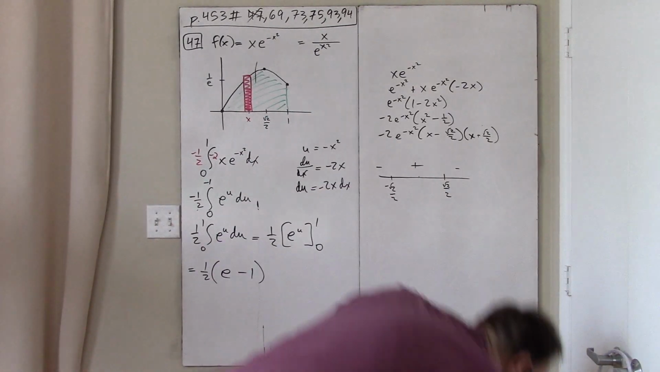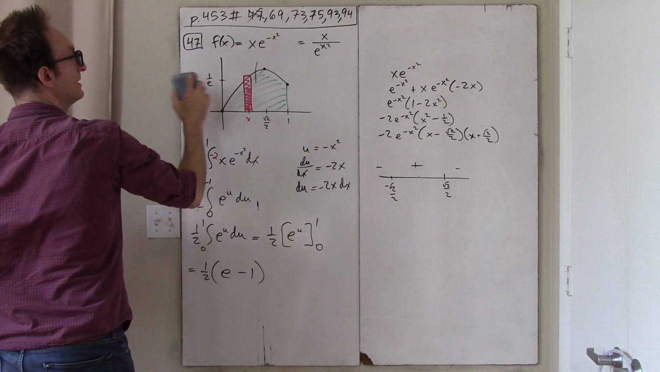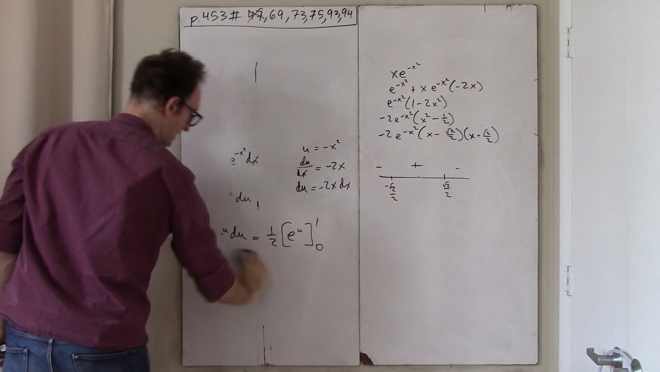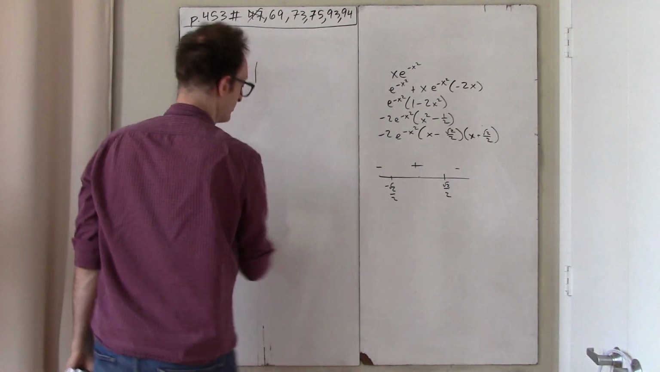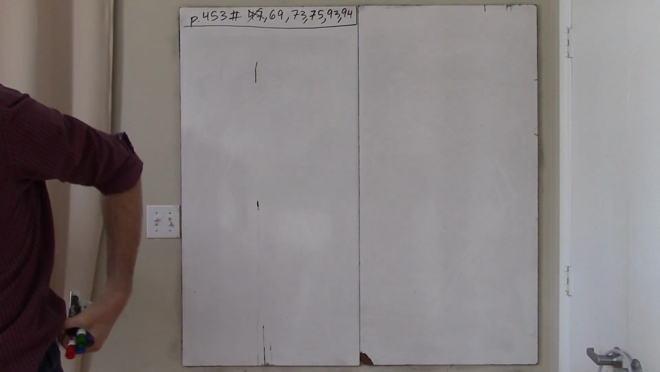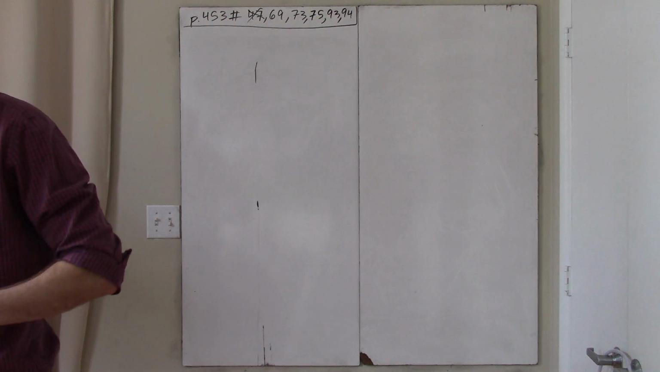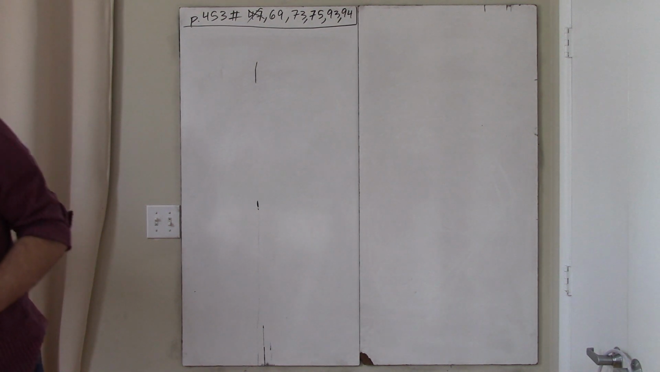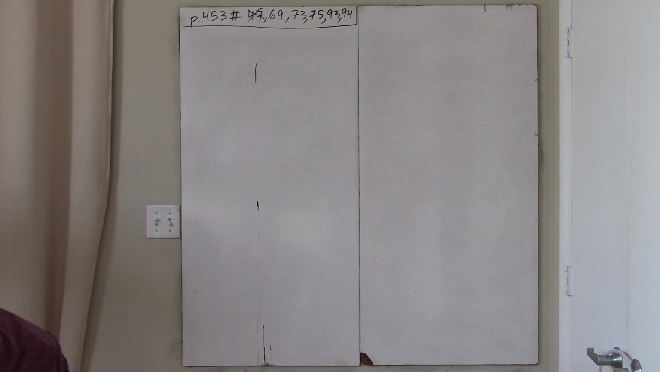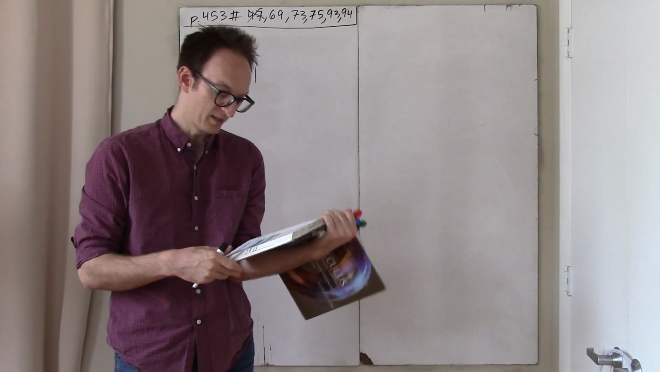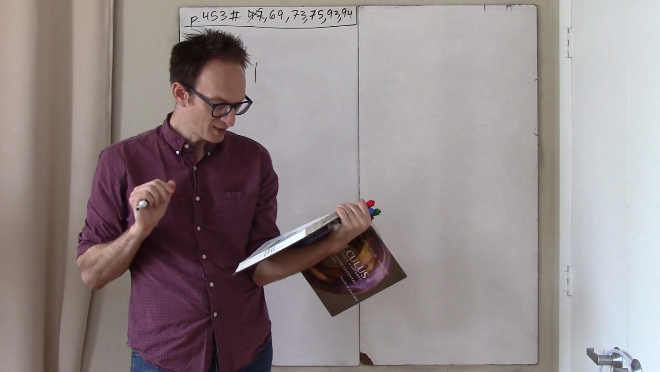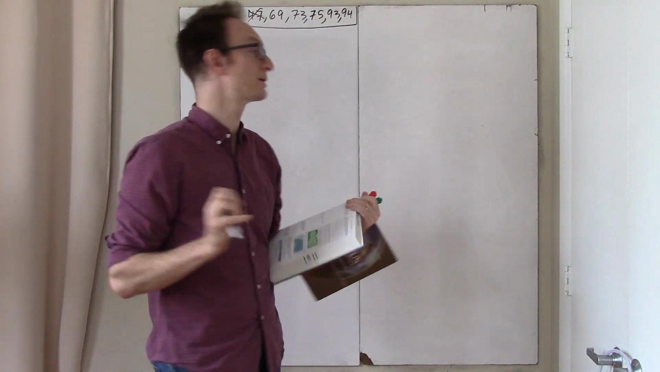That was maybe kind of a warm-up problem. Not that exciting, but the next problem is a little bit exciting in that it is a multi-step problem with a lot of thinking involved. Okay, so here we go. Problem 69. The directions say, exactly: set up and evaluate the definite integral that gives the area of the region bounded by the graph of the function and the tangent line to the graph at the given point.